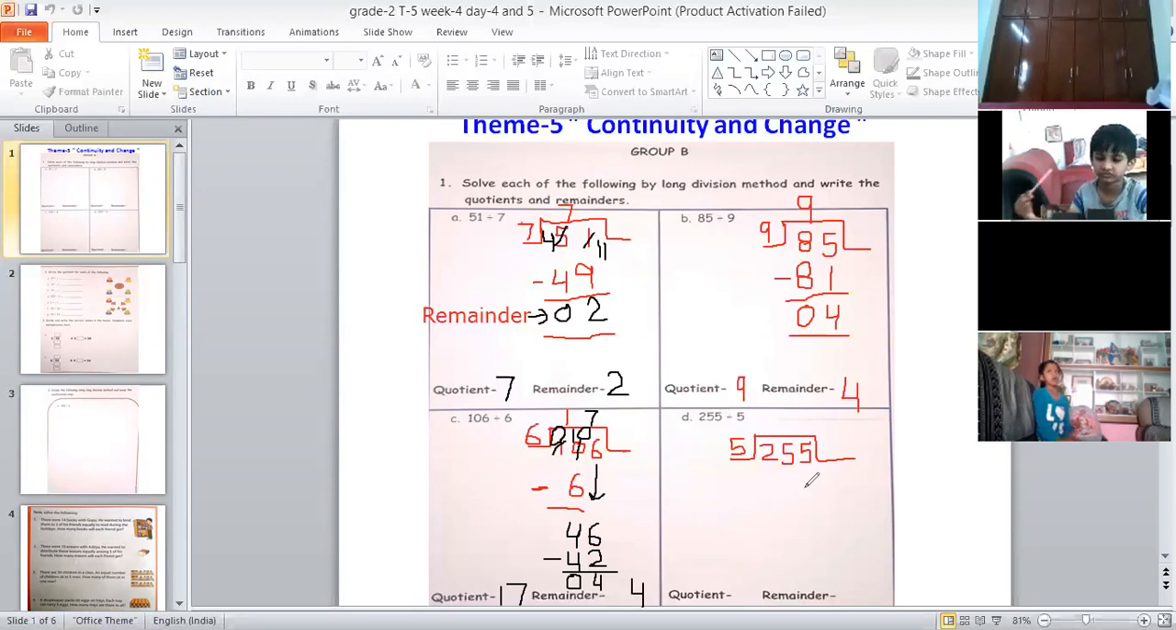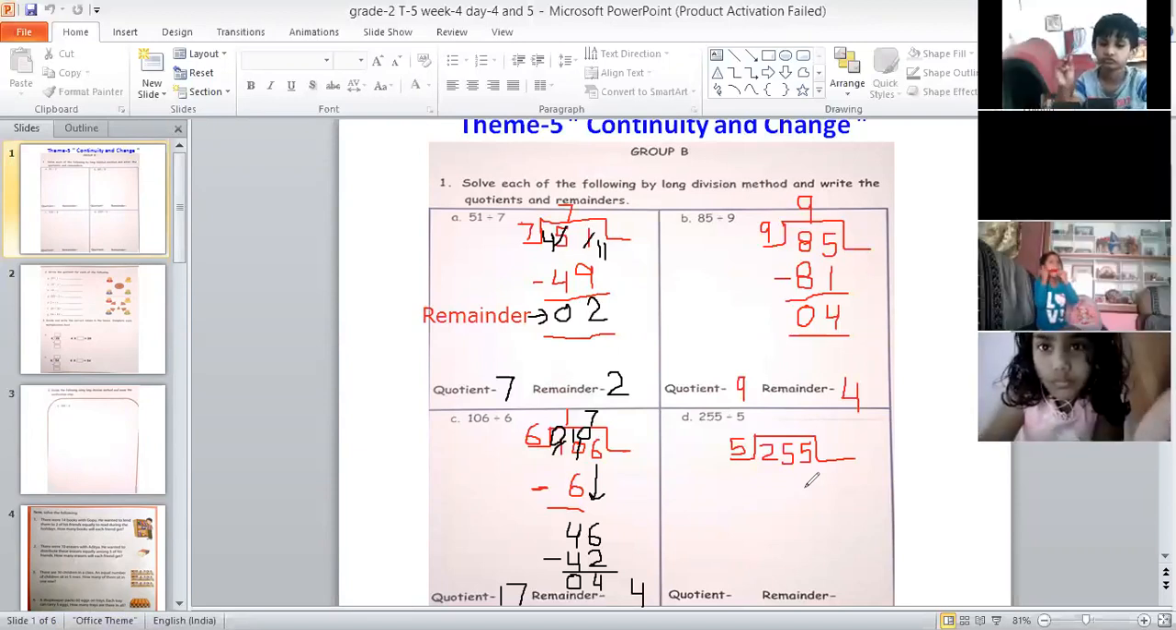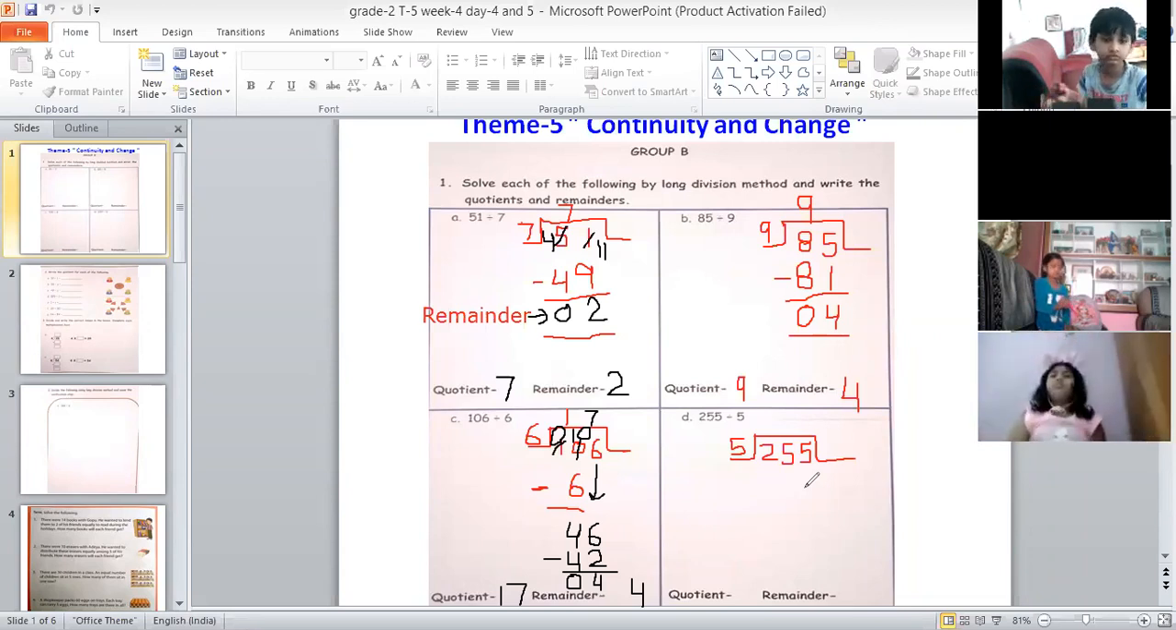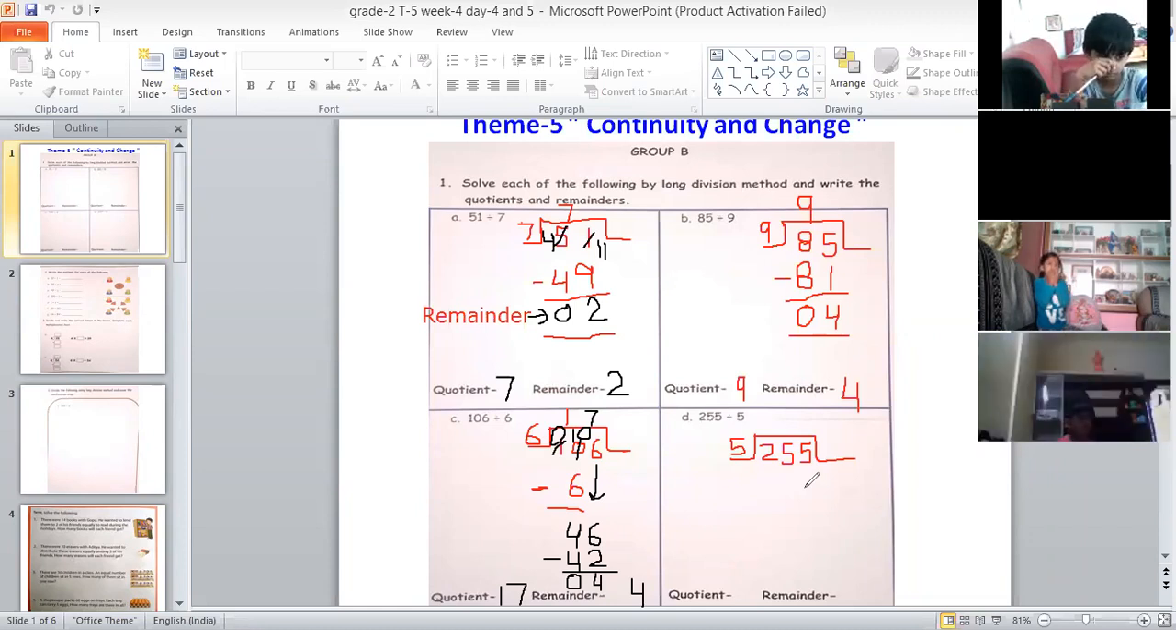5 is bigger than 2, ma'am. Very good, Akshat. That's correct. Here 5 is greater than 2, or you can say that 2 is smaller than 5. So we won't get 2 in the 5 table, as the 5 table starts from 5. So we have to take 2 and 5 together.